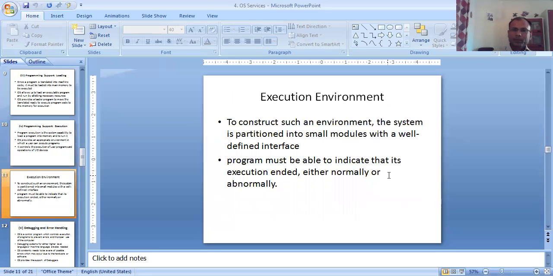Next one is the execution environment. So as I told, for execution of the program, some environment will be created by the operating system. So the system will be partitioned into small modules with well-defined interfaces.